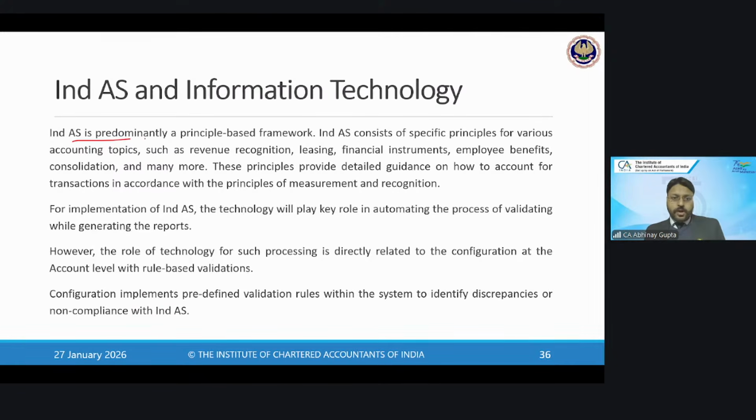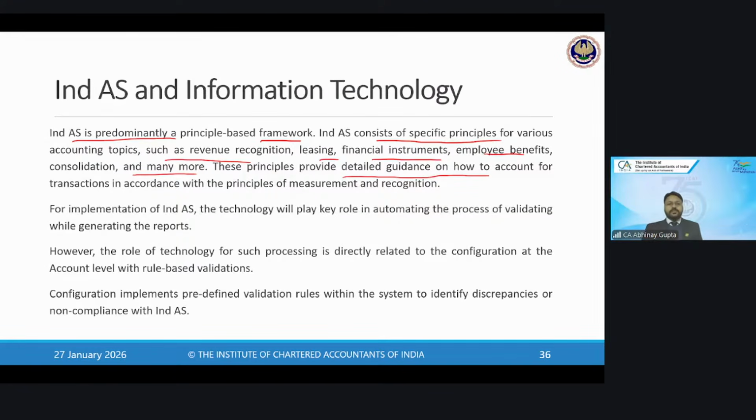So, Ind AS is predominantly a principle-based framework, and it consists of specific principles for various accounting topics such as revenue recognition, leasing, financial instruments, employee benefits, consolidations, and many more. These principles provide detailed guidance on how to account for transactions, for measurement and recognition, right? So that's what we have been learning until now, right? Different Ind AS for different items, with different accounting requirements, different disclosures and presentation requirements.